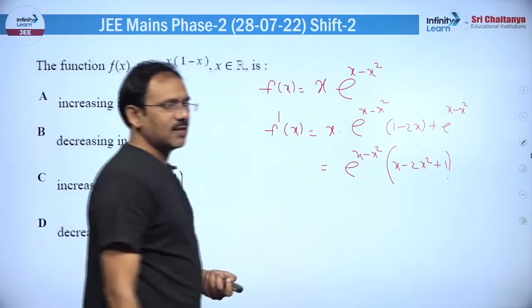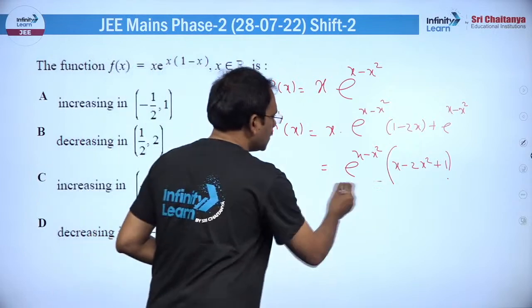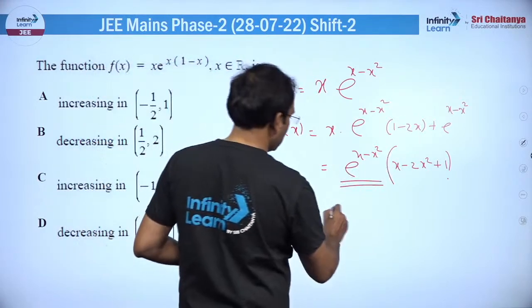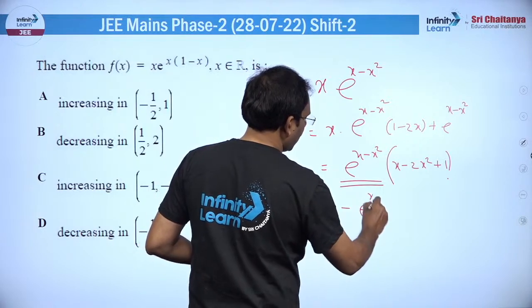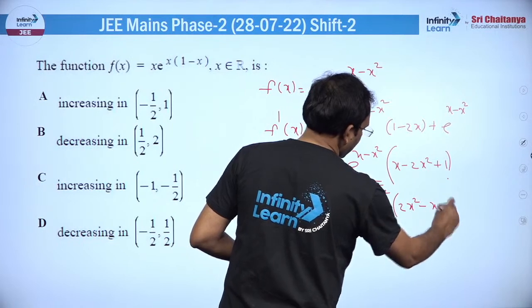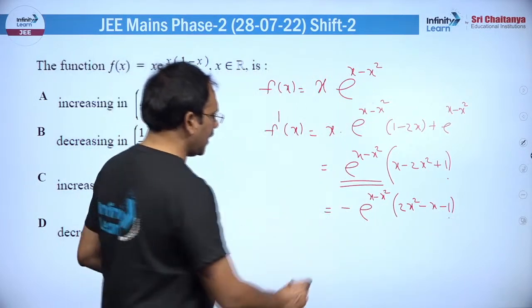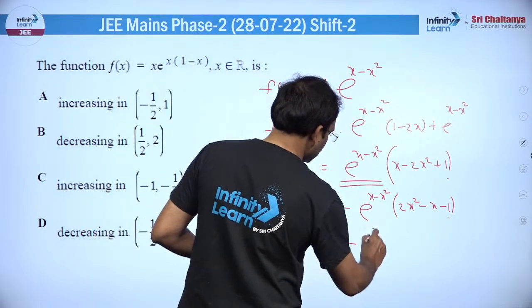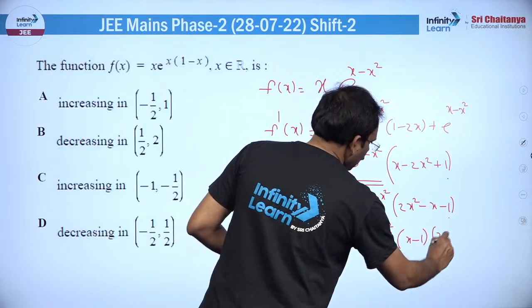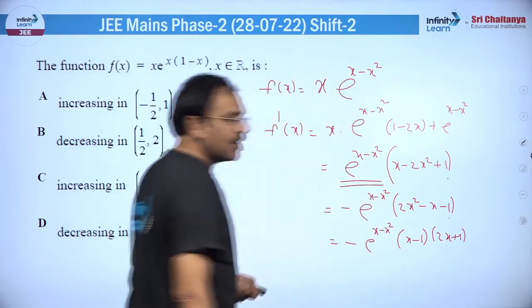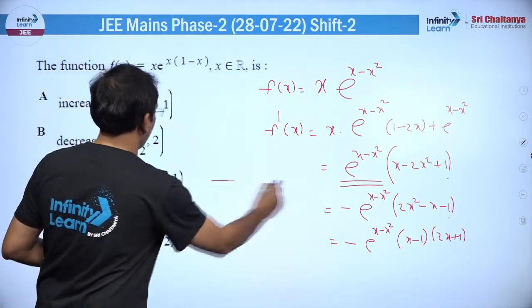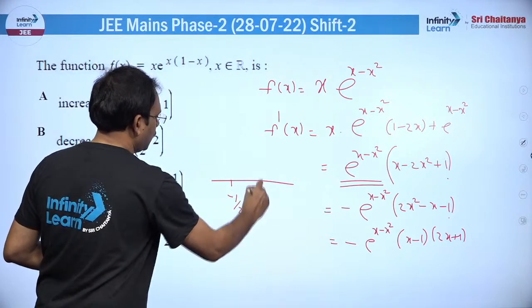This is the function my dear friends. This is always going to be positive. What about this expression? You can write minus e power x minus x square into 2x square minus x minus 1 my dear friends. Clearly x is equal to 1 is a root here, into 2x plus 1. So the derivative becomes 0 at minus 1 by 2 and 1. You see minus 1 by 2 and 1.